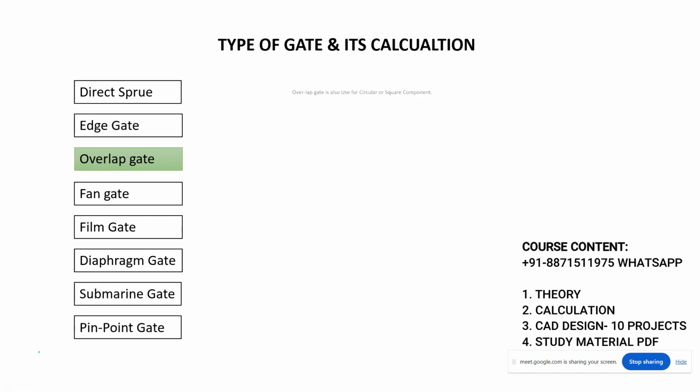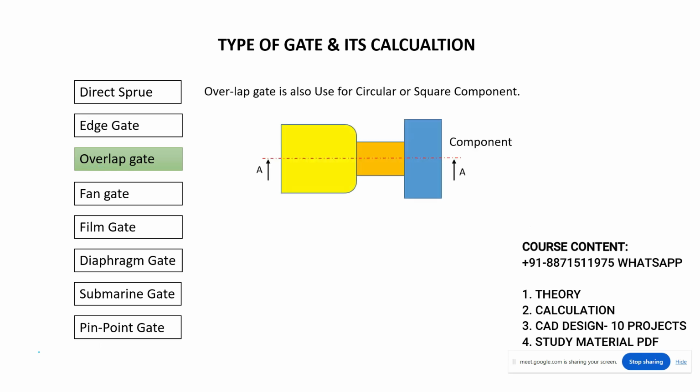And how? See here. Overlap gate is also used for circular or square components. Now you can see that. See here, like the overlap gate. What is the meaning of that? This is the bottom of the component, and your material will go from this direction. See. So basically, what is the difference between the edge gate and the overlap gate?